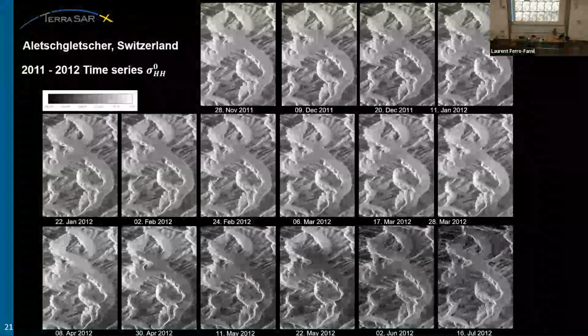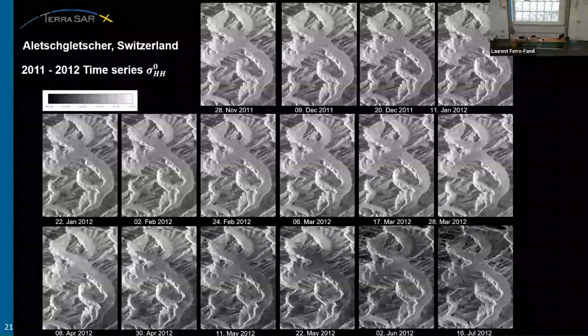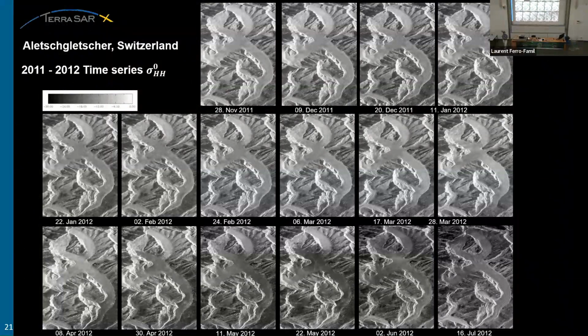Okay, so what you see here now is the evolution of the sigma zero, the radar backscattering intensity of the Aletsch Glacier. This is the same as you have seen before. So this is in principle the Aletsch Glacier.